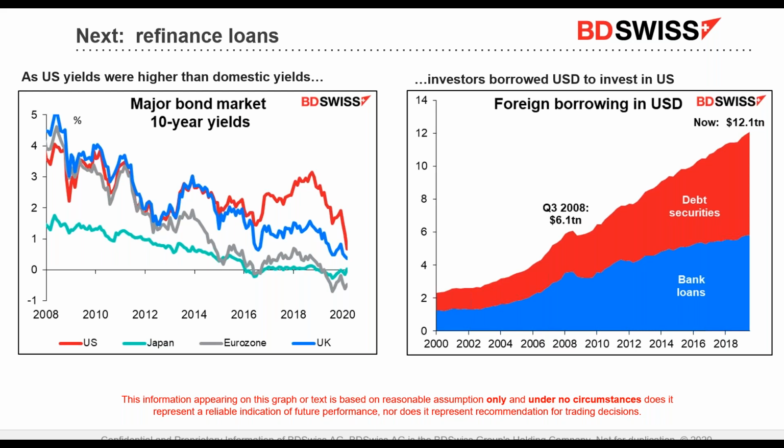bonds. In fact, people all over the world were doing that. So the graph on the right shows foreign borrowing in dollars. You can see how it's doubled since the global financial crisis. The global financial crisis, it was $6 trillion. Now global borrowings in dollars are over $12 trillion. That's a huge amount of what is, in effect, a short dollar position. These people owe dollars. They're short.